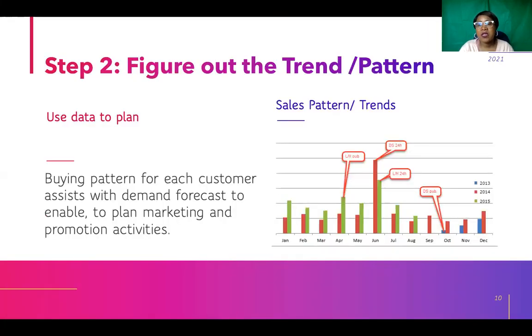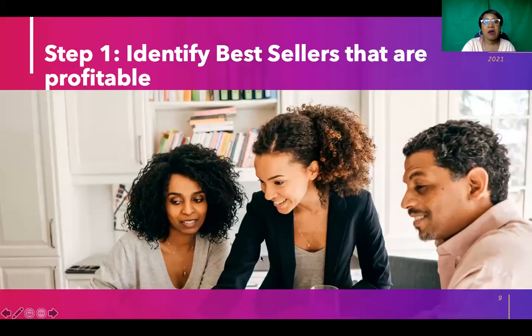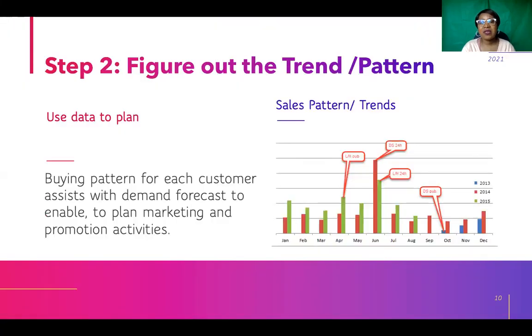Figure out within those top number, whatever number it is, of the profitable bestsellers, what is the trend? What does that trend tell you? What does it mean in terms of the buying patterns? What does it mean also in terms of your demand focus, your ability to promote, and also building up to your marketing plan and promotional activities?